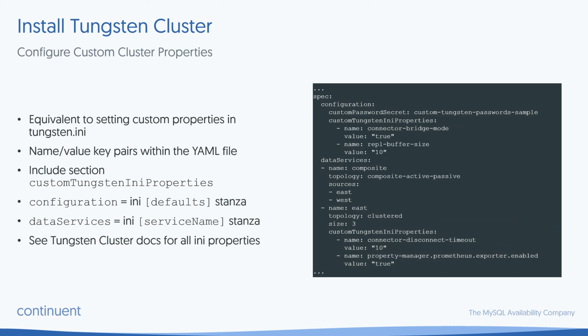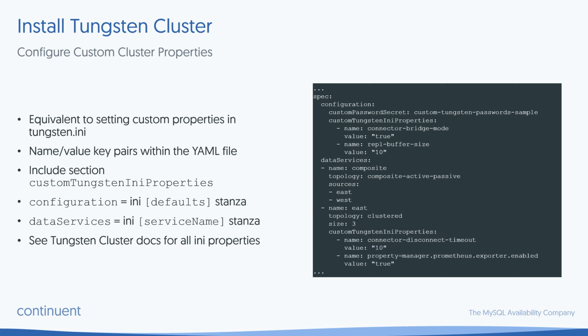The reason they're two separate areas: the custom Tungsten INI properties within the configuration at the top would be the equivalent of you placing those properties within the defaults stanza of your INI. And if you put the custom Tungsten INI properties within the cluster itself, within the data service, that would be the equivalent of putting those properties within the service name stanza. So that's how you would differentiate the two.